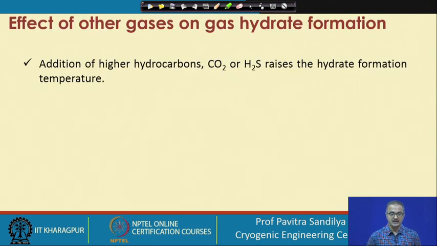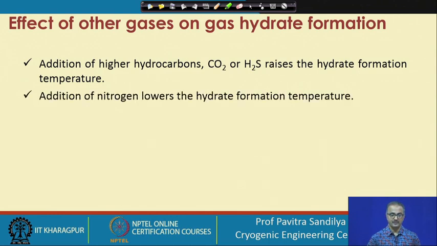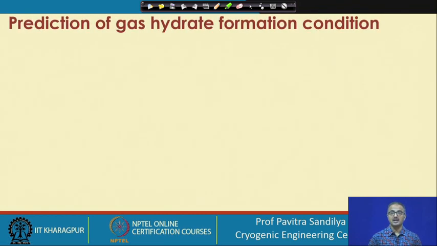Now, here we see that the addition of some impurities, such as higher hydrocarbons, carbon dioxide or H2S, may raise the hydrate formation temperature. The addition of nitrogen has been found to decrease the hydrate formation temperature. So, if we add nitrogen, then it may be good for us to have the delayed hydrate formation, whereas any carbon dioxide or H2S will raise the formation temperature.